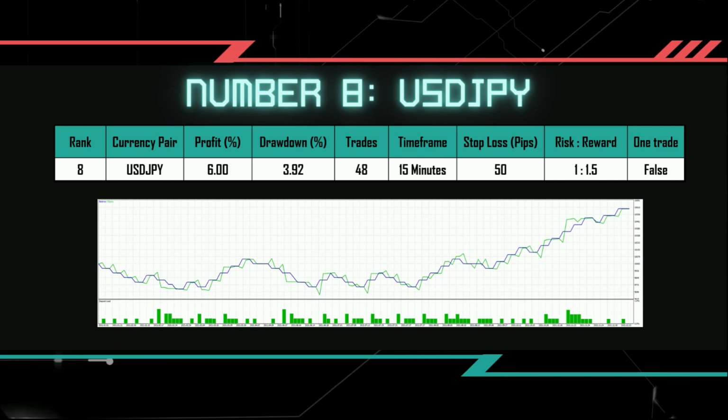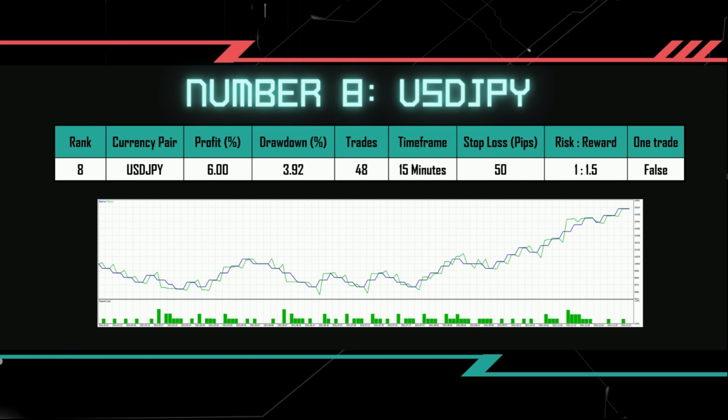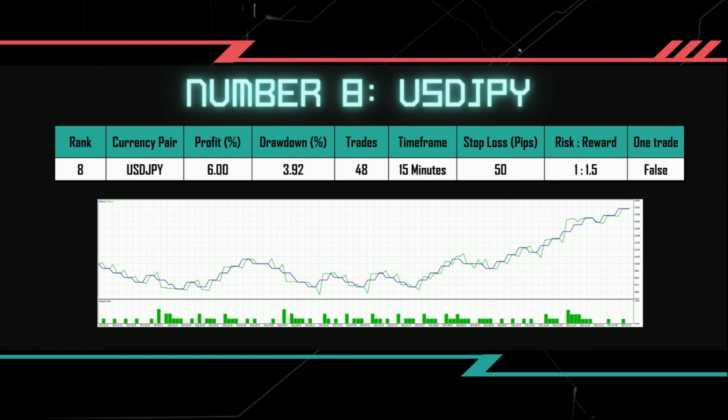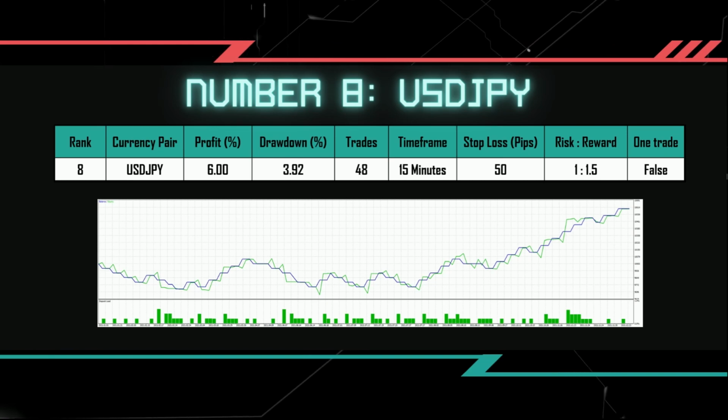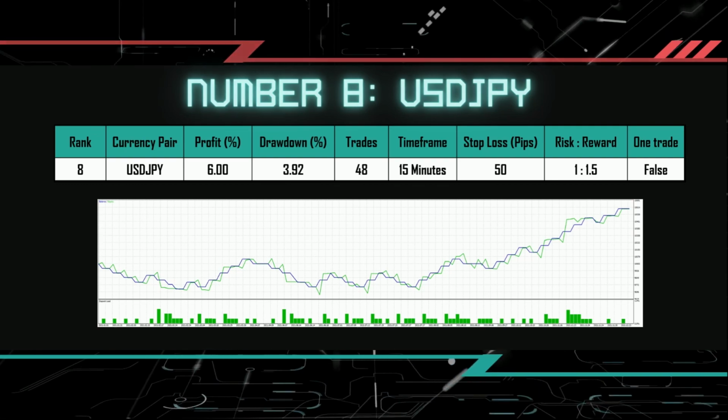This pair had mixed results and waited until the August period to be profitable. There were a total of 48 trades executed in 2021. This is the highest among the top 10. Overall, it has achieved a good profit percentage.